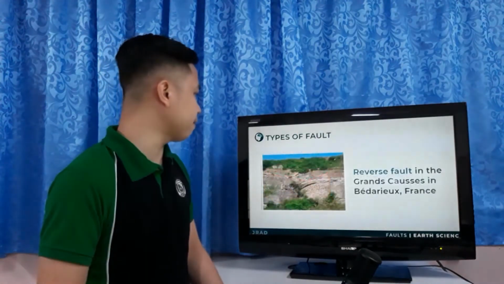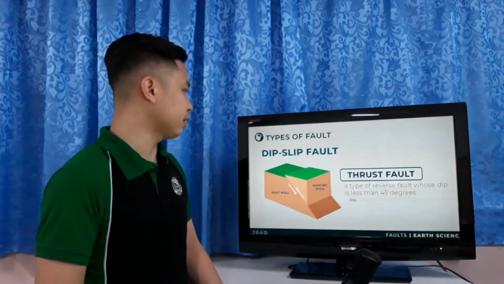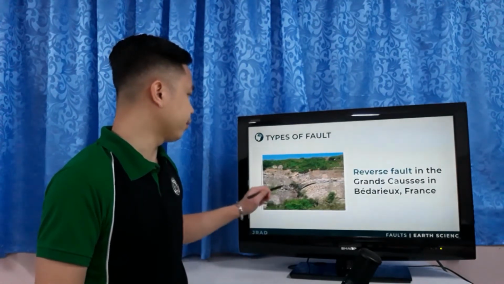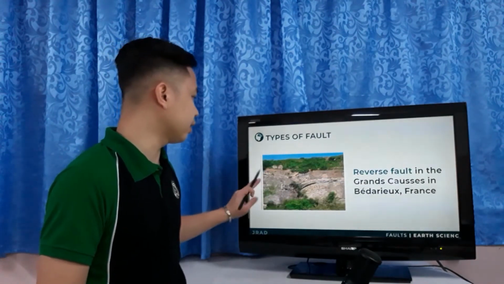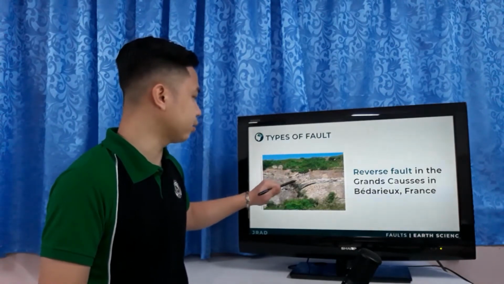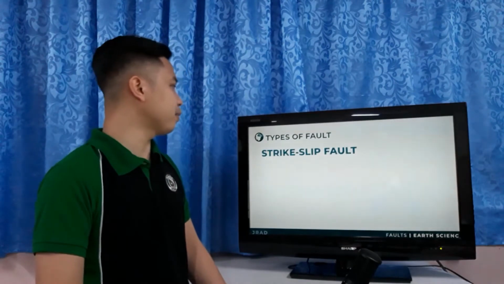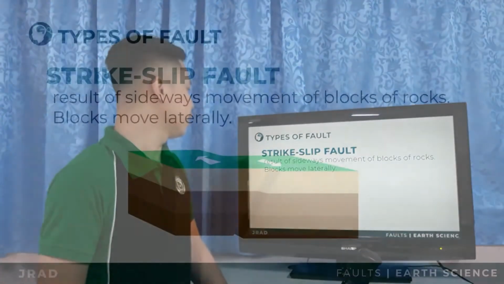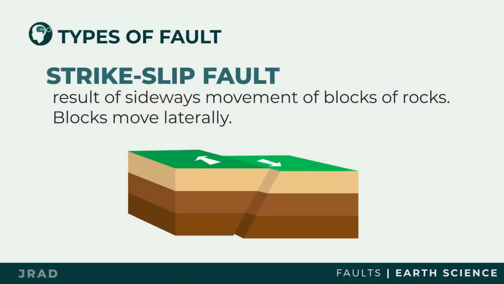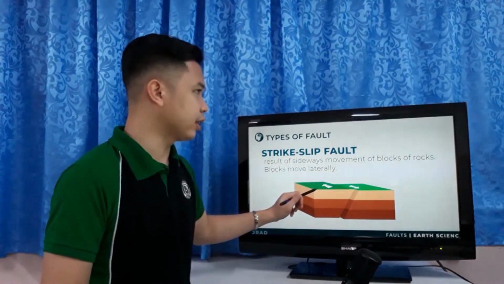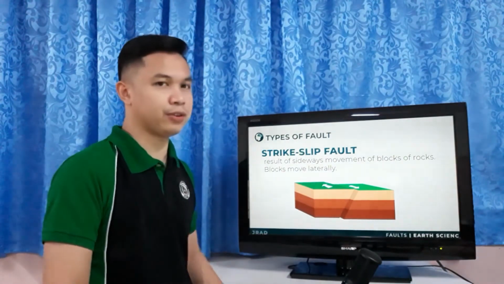This is an example of a thrust fault, or hanging wall up, where this hanging wall moves upwards, kaya naitulak itong footwall. Okay? So next, another type of fault is strike-slip fault. Result of sideways movement of blocks of rocks. Blocks move laterally. So this is what we call the shearing. Kanina pinakita ko yung shearing.